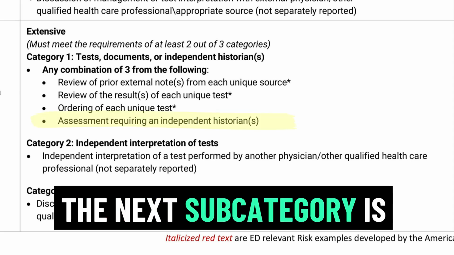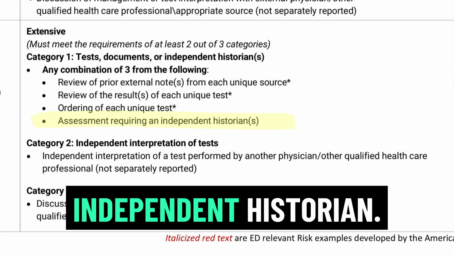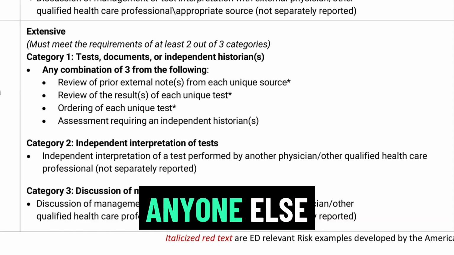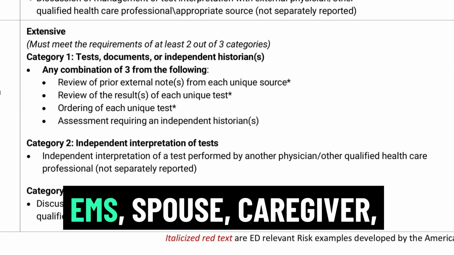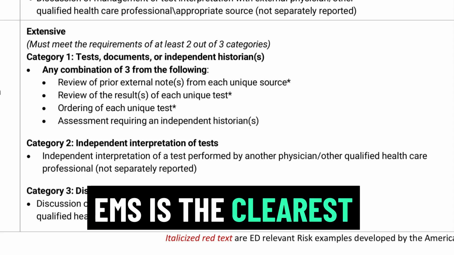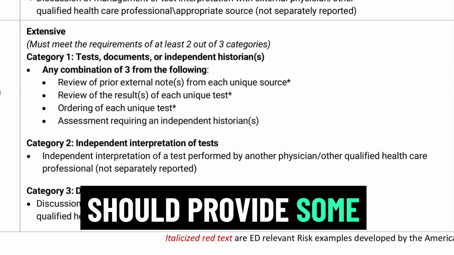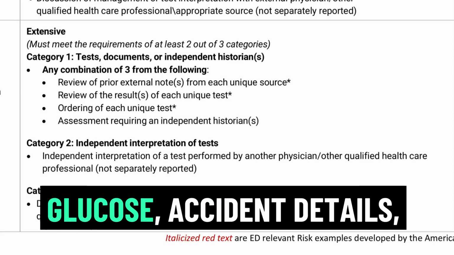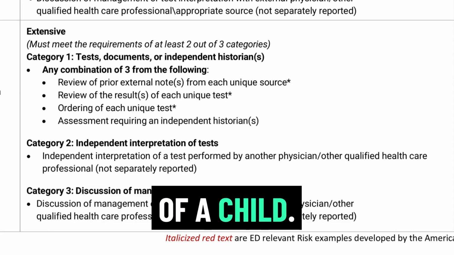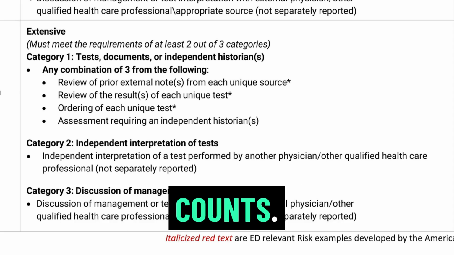The next subcategory is assessment requiring an independent historian. This means you should document when you get additional history from anyone else but the patient. EMS, spouse, caregiver, parent of a child. EMS is the clearest example here since they should provide some additional history such as vital signs, glucose, accident details, etc. But notice I said parents of a child. Yes, parents of the child counts.